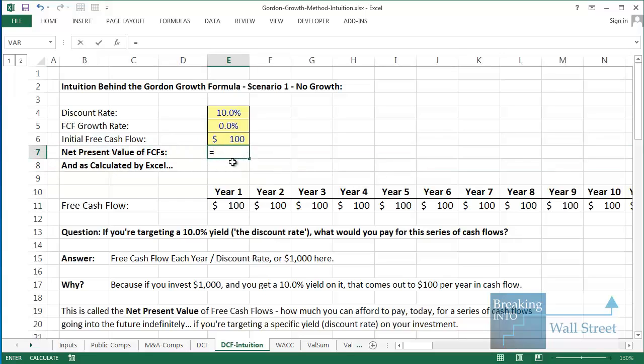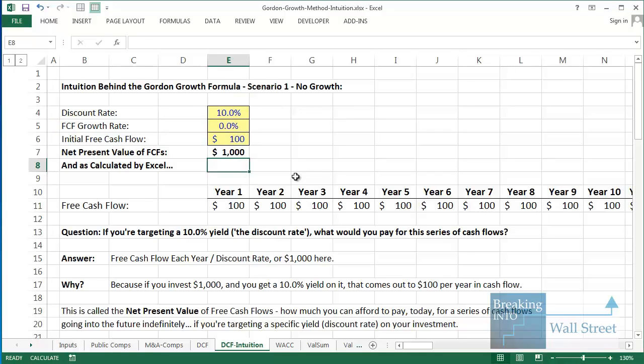So the net present value of free cash flows here is just the initial free cash flow divided by the discount rate. So it's just how much we get each year divided by the yield we're targeting. That tells us how much we can pay for it. Now, technically, I should factor in the growth rate here, but we're just ignoring it here just to show you this basic concept first. So it gives us 1,000.